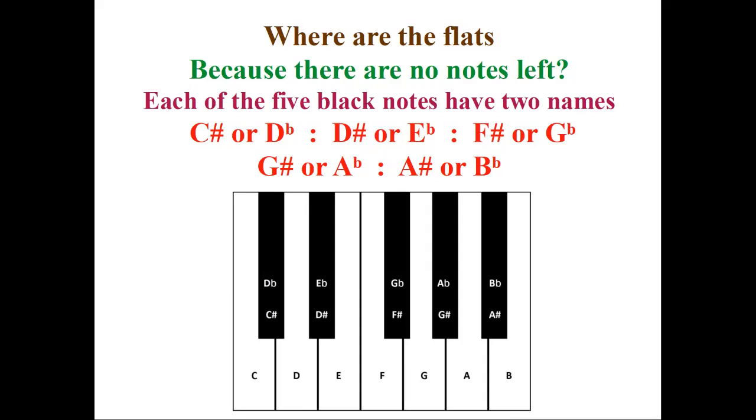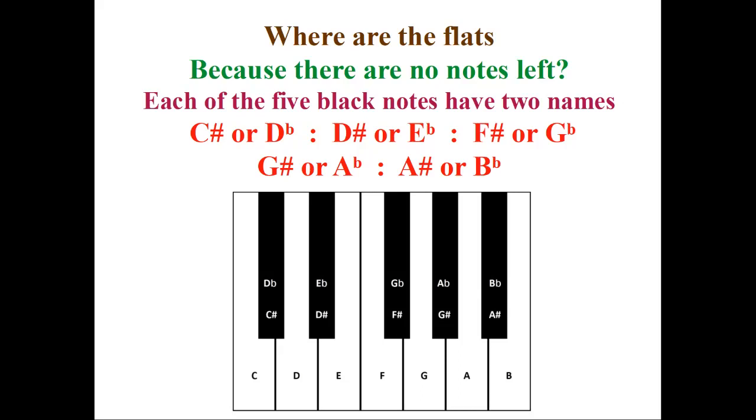So there is a simple way to answer that. Each of the 5 black notes has 2 names. In other words, they have enharmonic names. It's 2 names for the same note. So for example, the first note on the left-hand side would be C sharp, because it's a semitone up from C, but it could also be called D flat because it's a semitone down, in other words, going to the left from D.